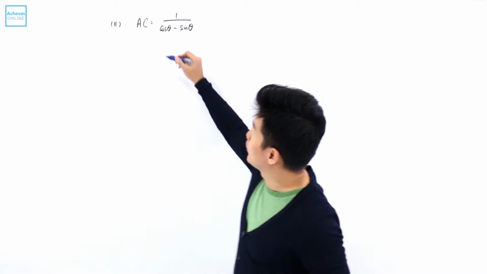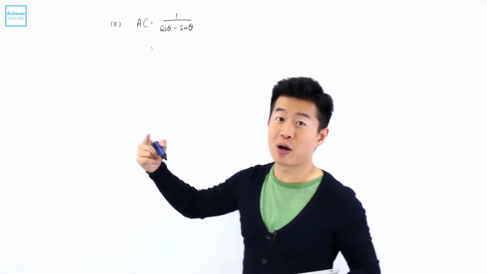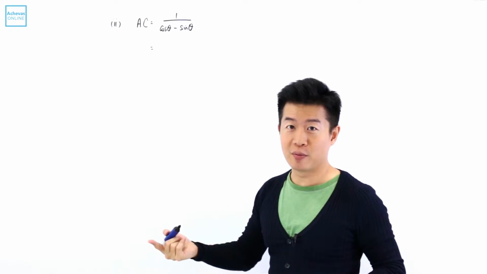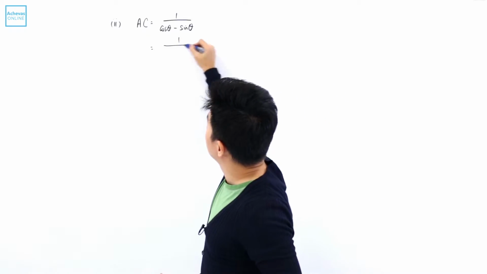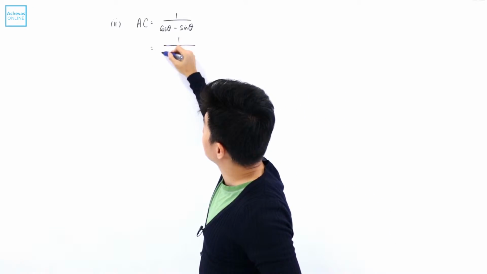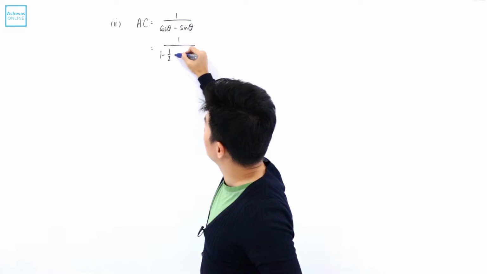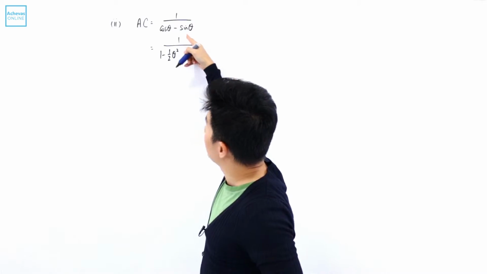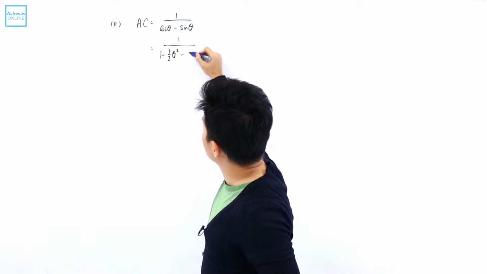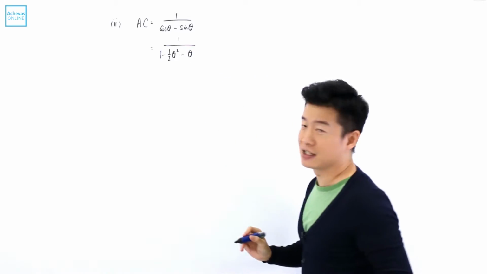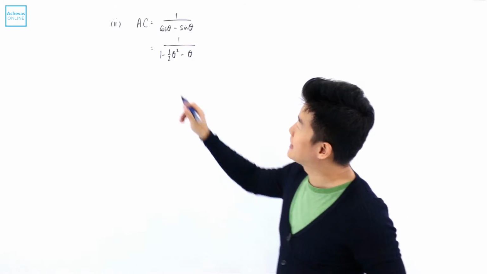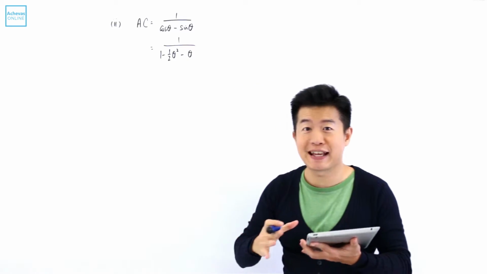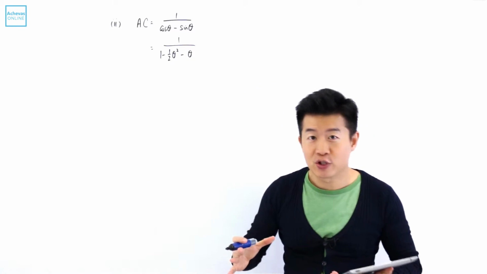So by making use of either what we have memorized from our outline or from your formula sheet, 1 over cosine theta can be re-expressed as 1 minus 1 over 2 theta squared, and sine theta can be re-expressed as just theta. What the question wants us to show is that AC can be re-expressed as a polynomial.